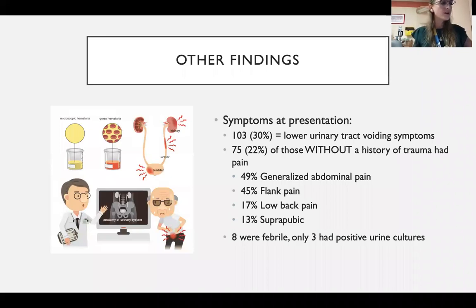Other interesting findings in this paper were the symptoms at presentation. 30% of the patients presented with lower urinary tract symptoms when voiding. And of those patients without a history of trauma, around half had abdominal and/or flank pain. 17% had lower back pain and 13% had suprapubic pain. Also, out of the 8 kids that presented febrile in this paper, only 3 had actual positive urine cultures.